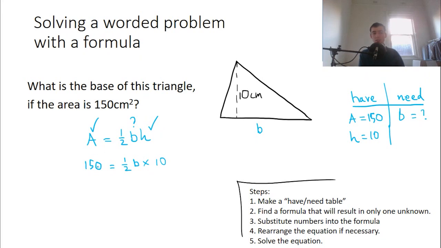Now first of all, let's just clean this up a little bit. So half times B times 10, we can simplify this by multiplying a half and 10. So what's a half of 10? That's 5. So then we've got 150 equals 5 times B. And why don't we write that the other way around? Why don't we write 5B equals 150? Because then it just looks a bit nicer.